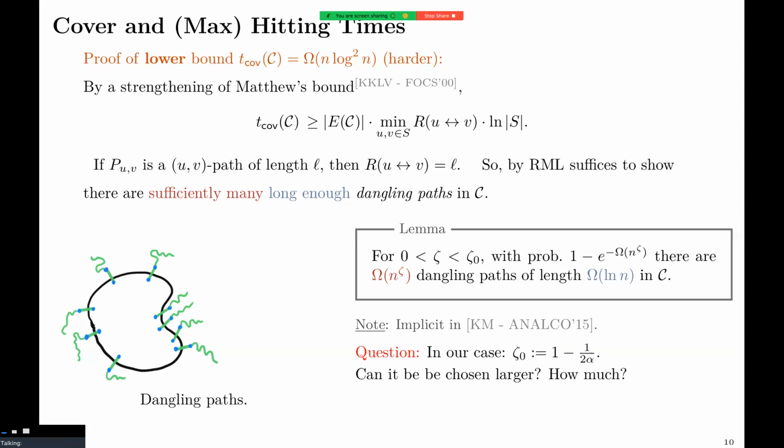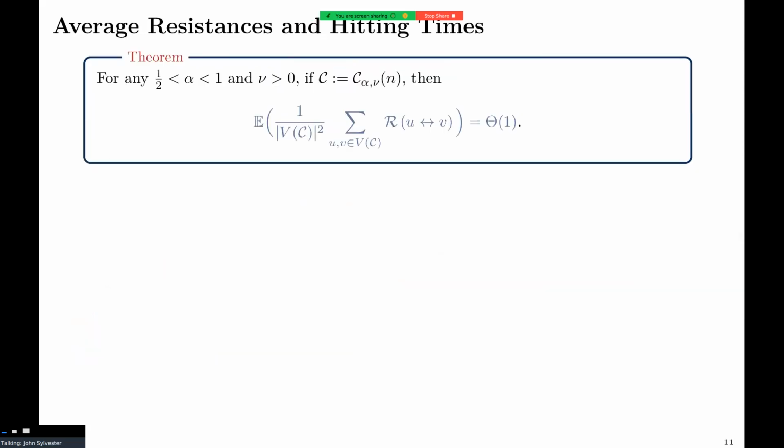So that's maximum hitting time. So worst case overall start and end points, and cover times of random walk. What about average hitting times?